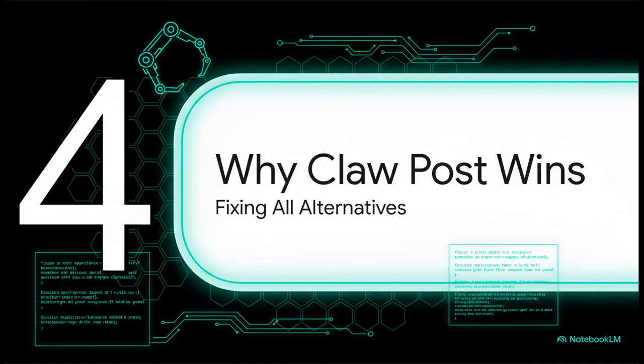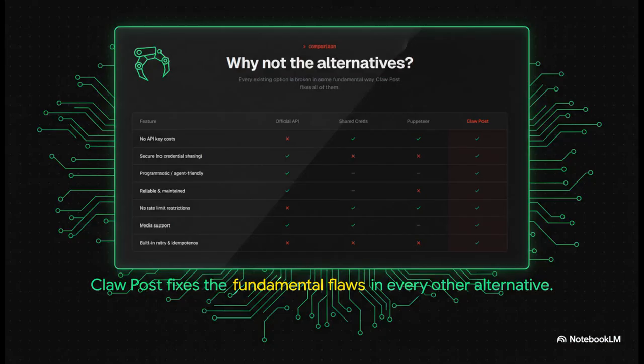All right, so we know what it is, we know how it works. But now for the big question. Let's stack it up against everything else out there. Why does ClawPost actually win? When you put all the alternatives side by side like this, the value just clicks into place. You've got official APIs with their costs and all their rules. Sharing credentials? Absolutely not. That's a security disaster waiting to happen. And Puppeteer scripts are just, well, unreliable. ClawPost was literally designed to fill every single one of those gaps. It's built to turn all those painful red X's into happy green check marks.